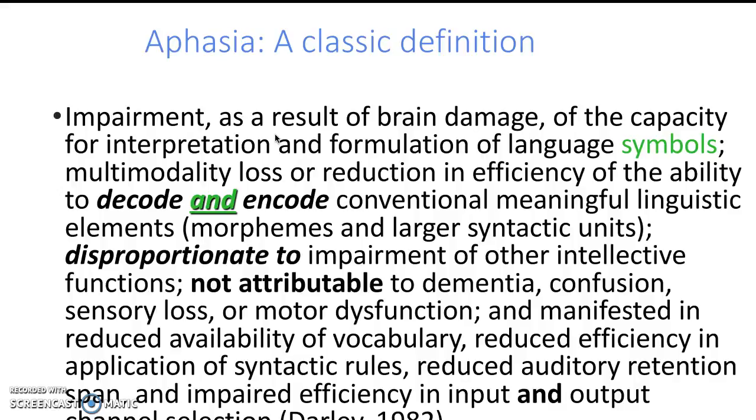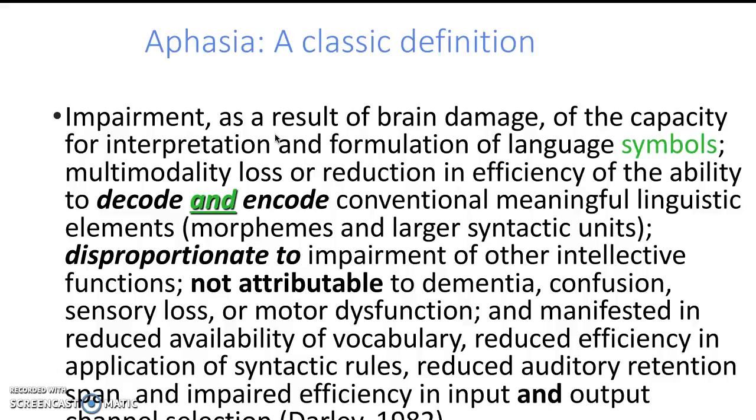Let's continue. Aphasia is an impairment as the result of brain damage of the capacity for. This is important. This part of the definition identifies that the difficulty is not a complete loss of the ability to use language, but rather a decrease in capacity for the processing of language. So the definition says impairment as the result of brain damage, not developmental, of the capacity for, not necessarily a complete loss, interpretation and formulation of language symbols.